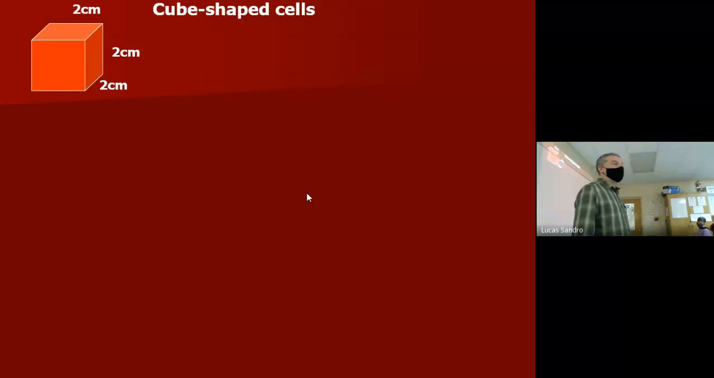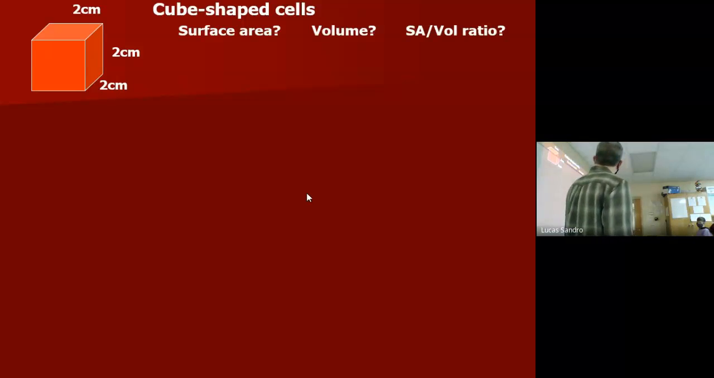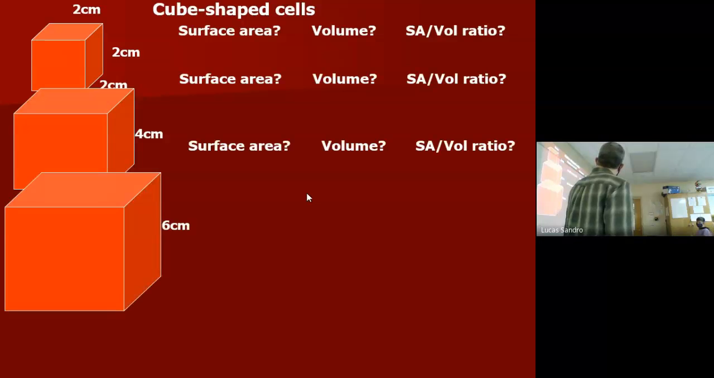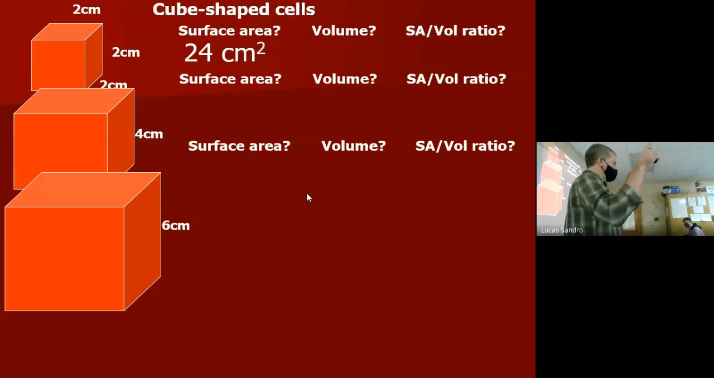The middle cube is 4 centimeters. 24, yeah, because, hang on, 2 squared is 4, right? Because you do the squaring first. So 2 squared is 4, times 6 is 24. The volume is just s cubed. 2 times 2 times 2 is what? 8. Yeah, 8 centimeters cubed.